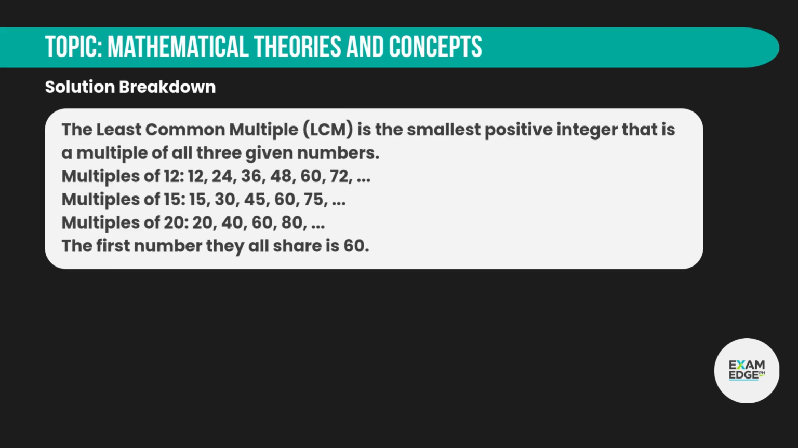The least common multiple, LCM, is the smallest positive integer that is a multiple of all three given numbers. Multiples of 12: 12, 24, 36, 48, 60, 72. Multiples of 15: 15, 30, 45, 60, 75. Multiples of 20: 20, 40, 60, 80. The first number they all share is 60.